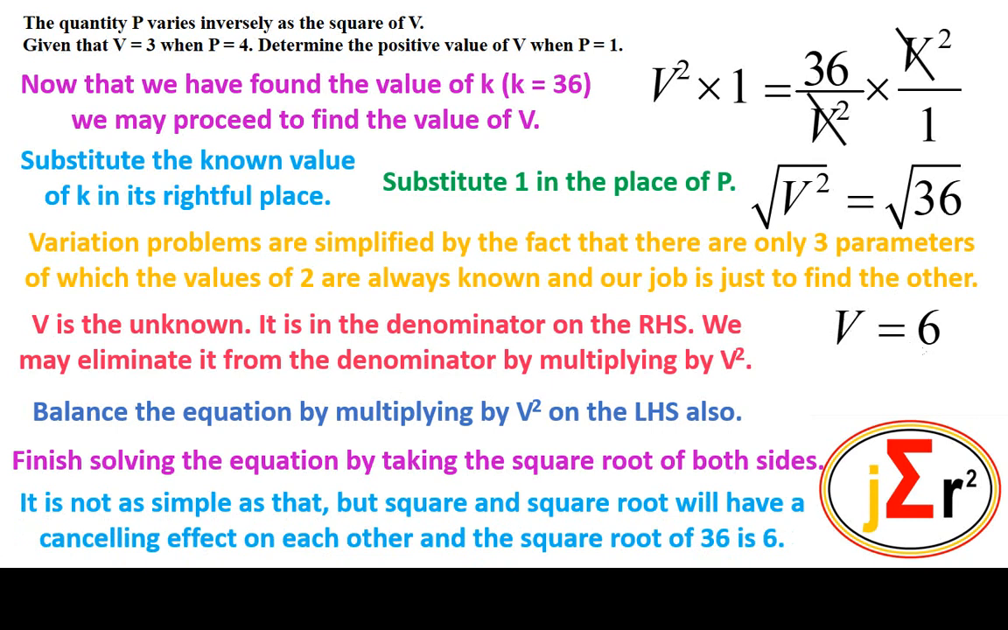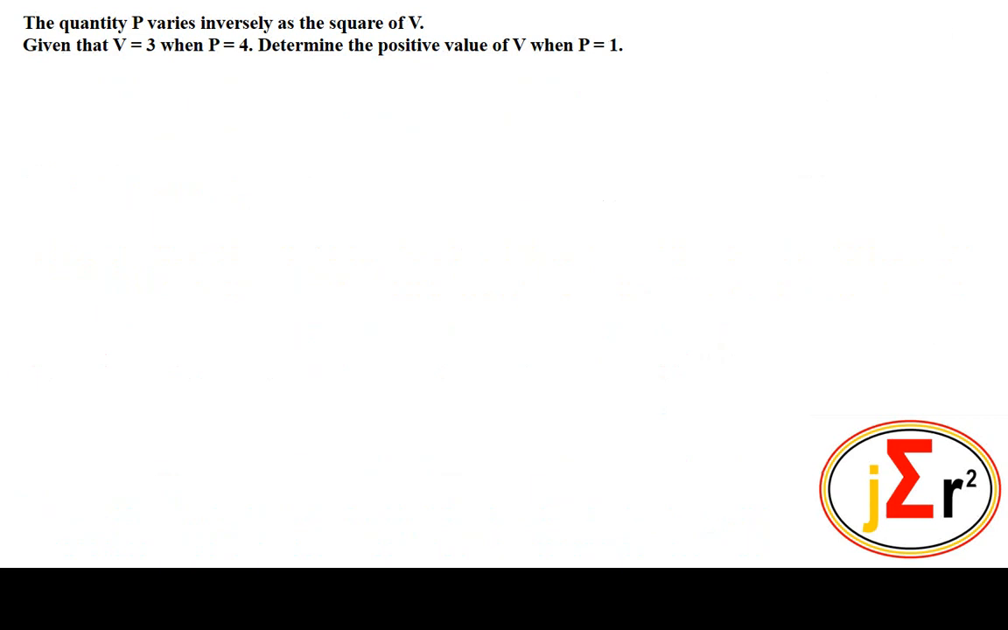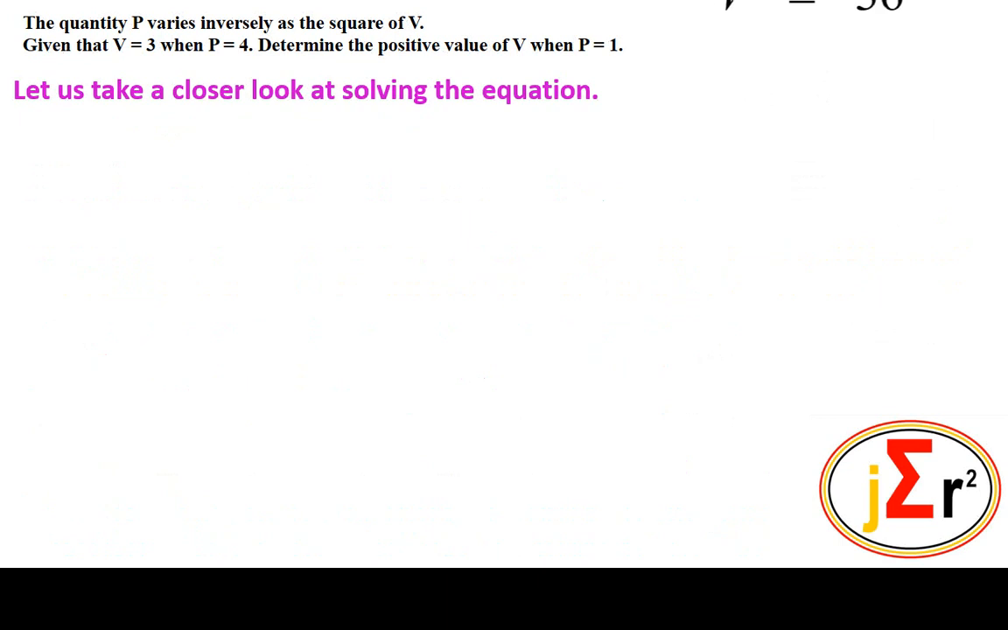It is not as simple as that. But square and square root will have a cancelling effect on each other. And the square root of 36 is 6, which is the highlight at the moment. The square root of 36 is 6. There's no difficulty with that. Let us take a closer look at solving the equation. We will solve the equation again, taking a closer look.